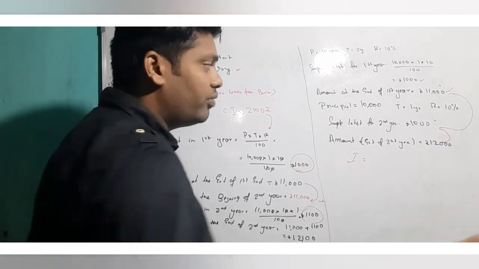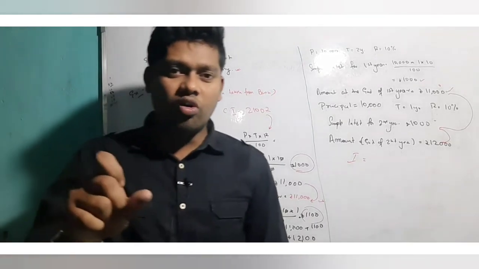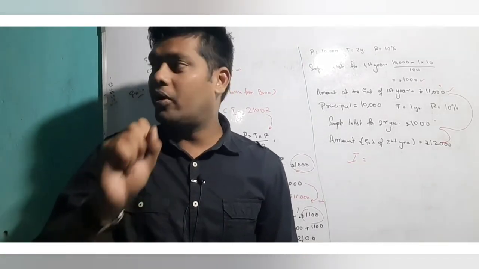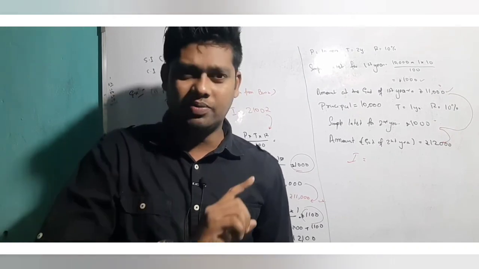How much is the interest? Why will it be 1,000? Interest means what? Here is how we find out the interest. Interest of the second year means what? Compound interest at the end of the second year means the amount at the end of the second year minus the original principal. Here it is the same thing.